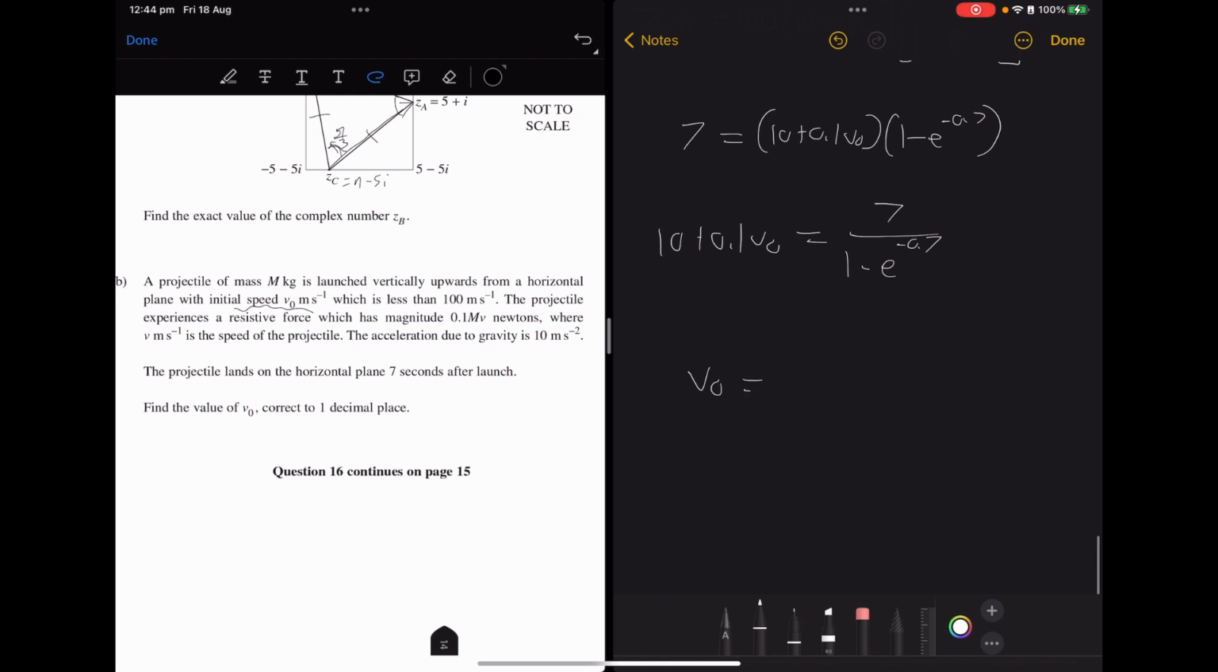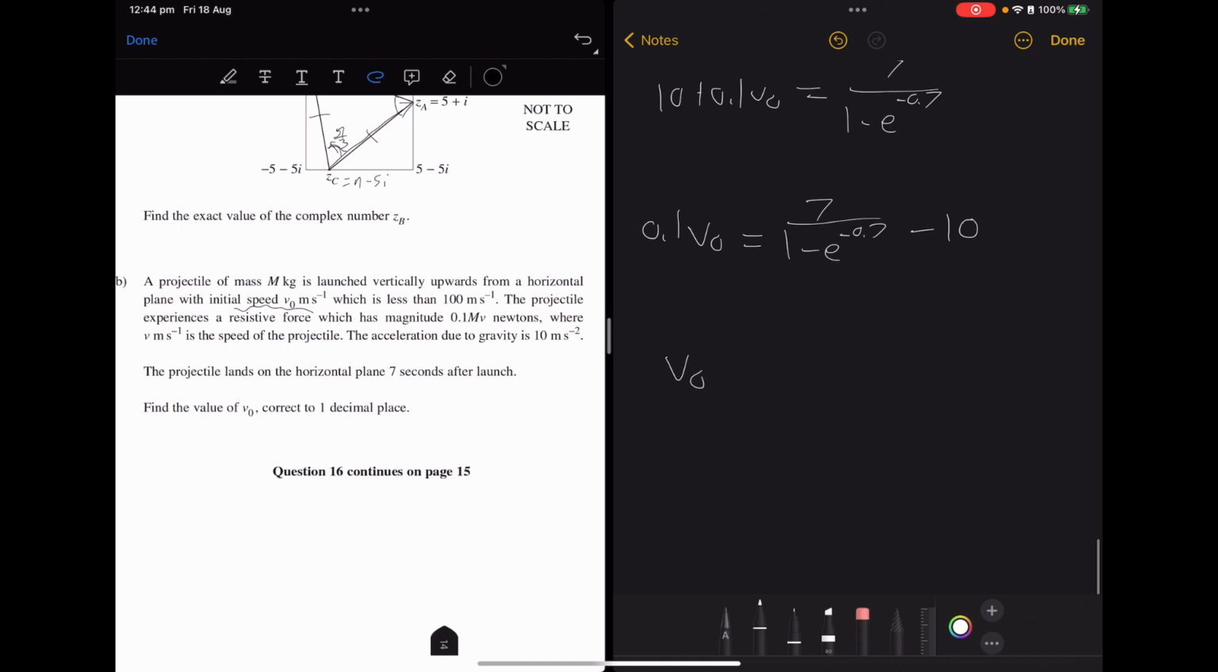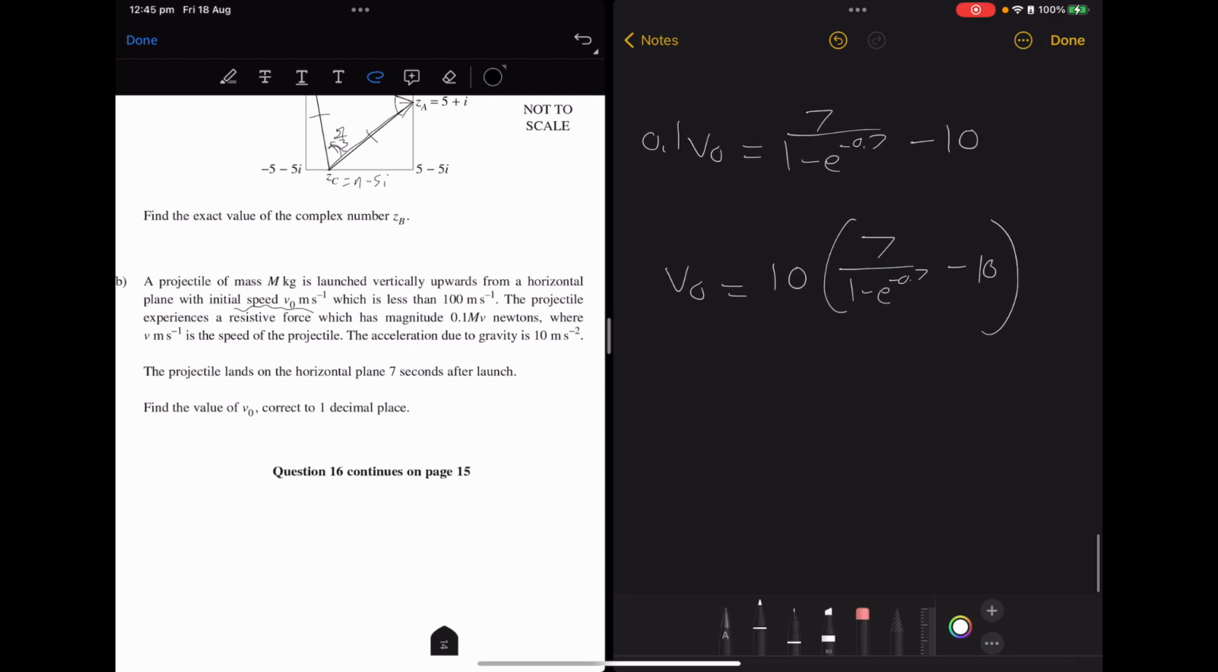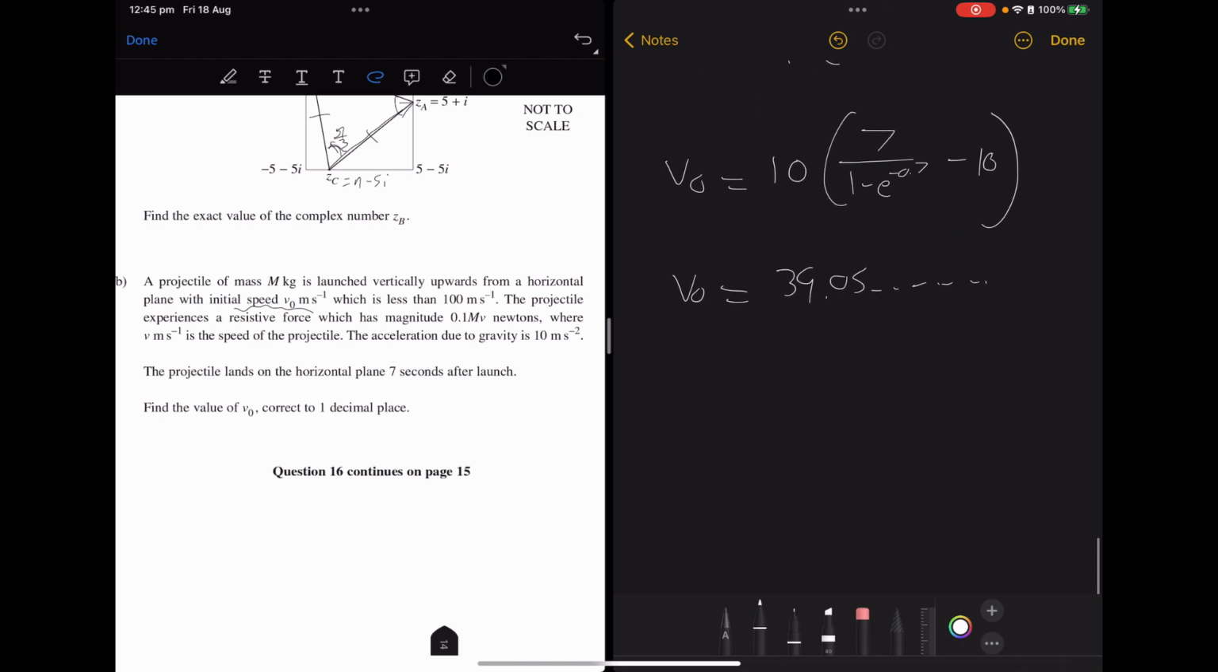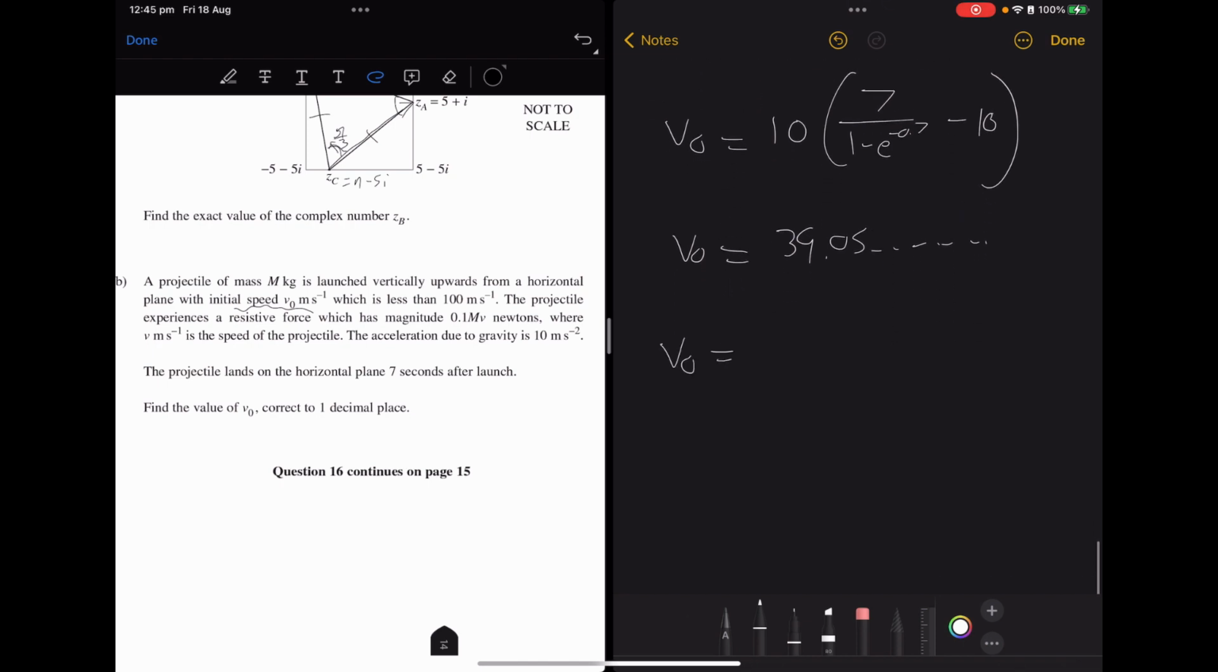So 0.1 v naught is equal to 7 over 1 minus e to the negative 0.7 minus 10. And finally, v naught is equal to 10 times this entire thing. 10 times 7 over 1 minus e to the negative 0.7 minus 10. And if you times this all together, v naught is going to be equal to 39.05 and so on, which rounds to v naught equals 39.1 meters per second, correct to 1 decimal place.